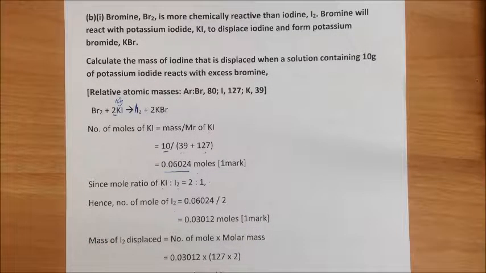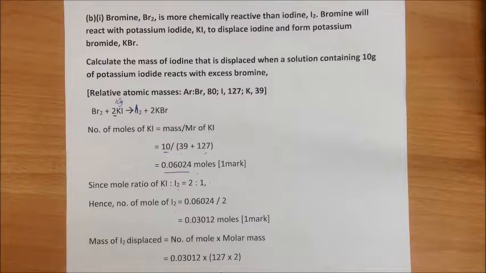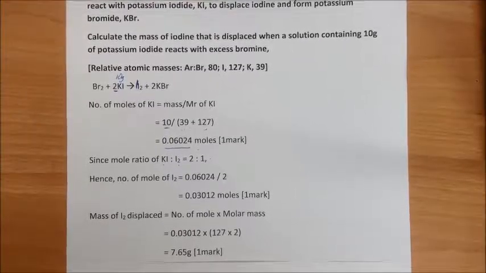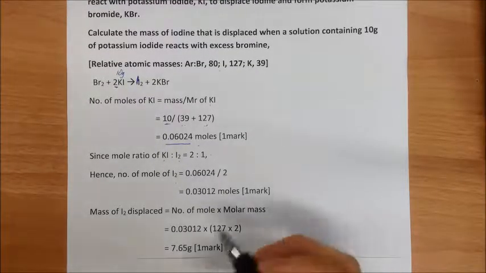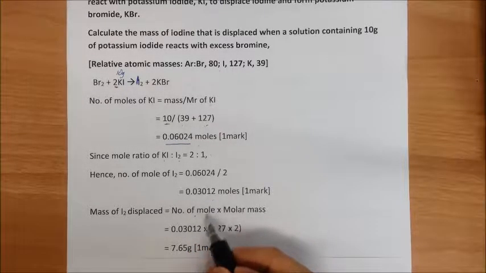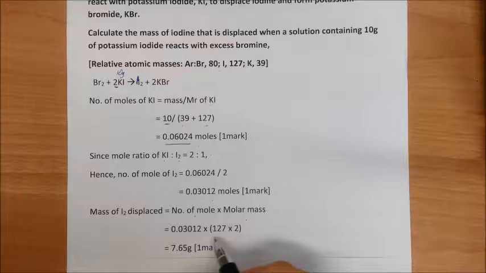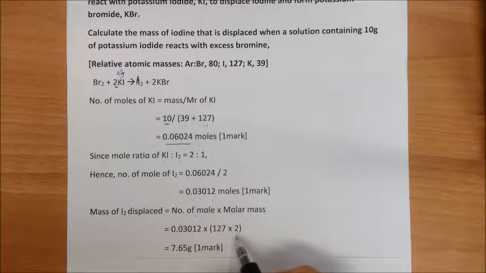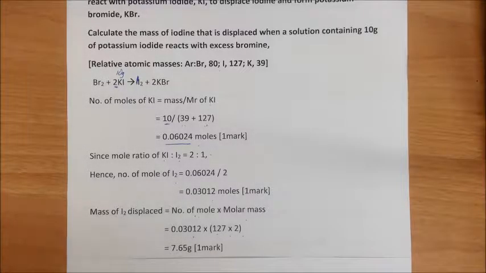Then, since you have the number of moles for I2, you can then relate back to your formula to calculate the mass of I2 that's displaced. Okay, first, you take the number of moles of I2, which is your 0.03012, multiply by your molar mass. Okay, bear in mind, iodine is I2, so you have to take 127 multiplied by 2 and then multiply together to give you the answer, which is 7.65 grams.